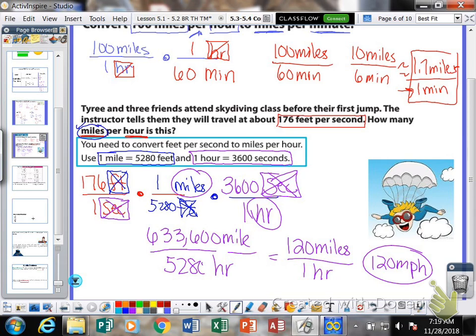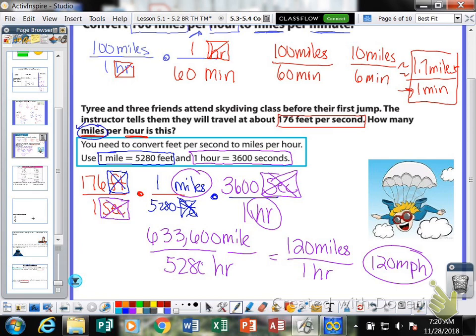So you're going to have multiple ratios. You're going to be multiplying many fractions together to convert.